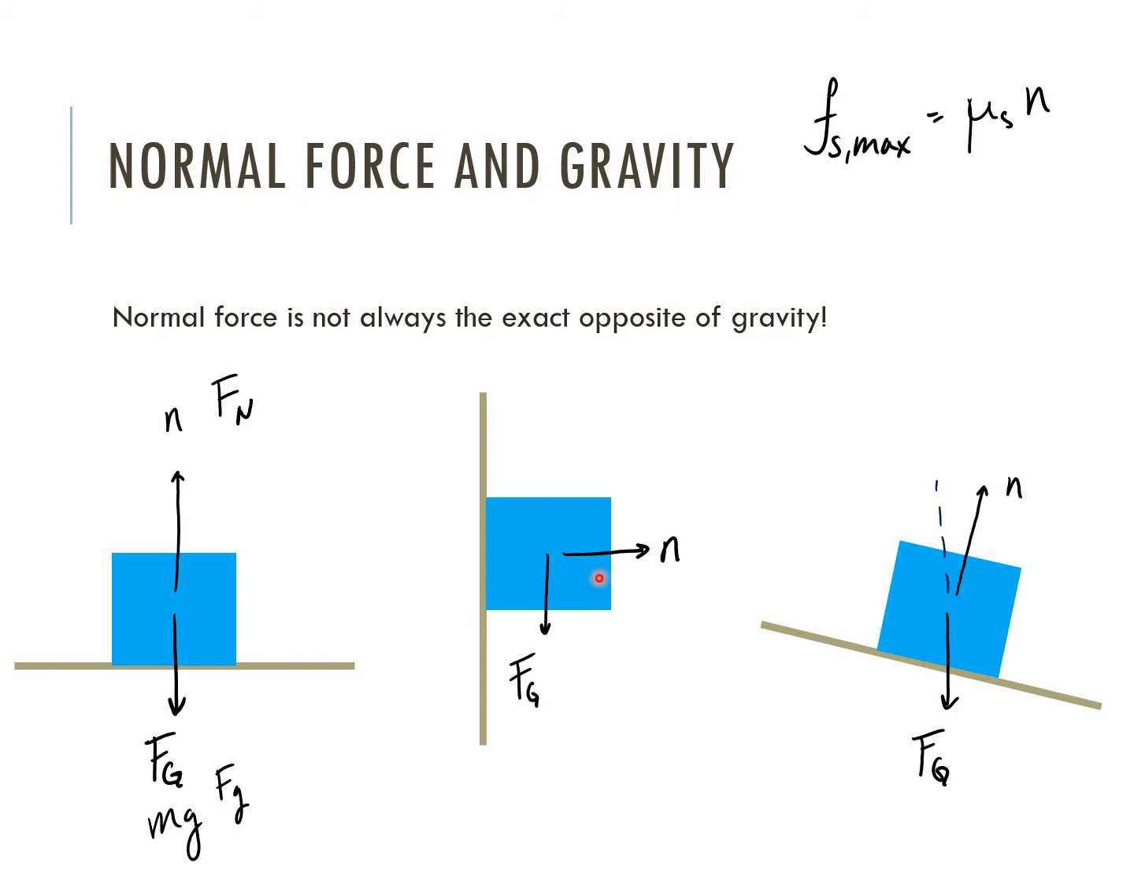In the first video, we're going to look at this nice horizontal surface. The second video, we're going to look at the vertical surface. And in our next lecture, we'll talk about an incline. But for now, just understand that the normal force is not always anti-parallel to gravity.